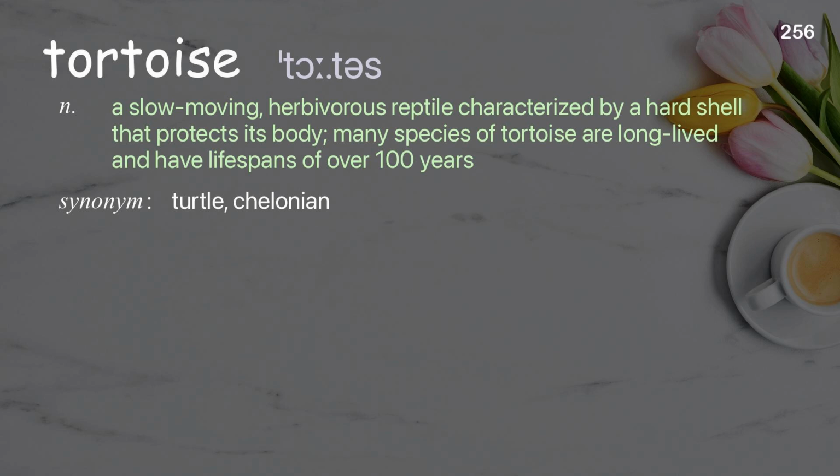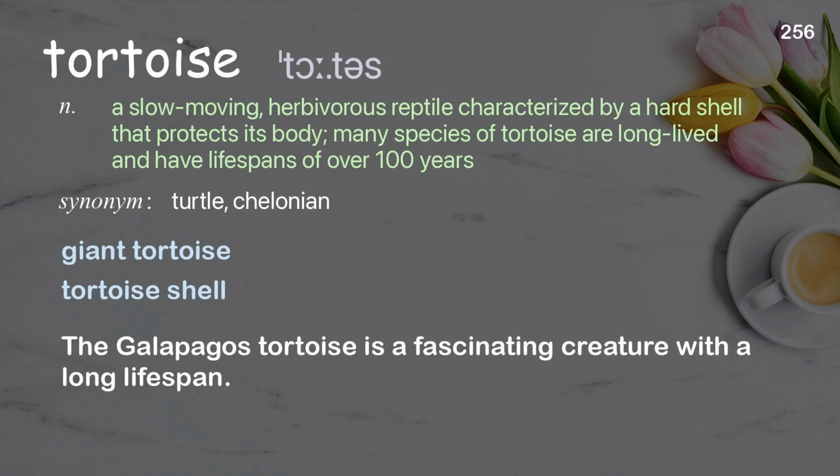Tortoise. A slow-moving, herbivorous reptile characterized by a hard shell that protects its body. Many species of tortoise are long-lived and have lifespans of over 100 years. Examples: giant tortoise, tortoise shell. The Galapagos tortoise is a fascinating creature with a long lifespan.